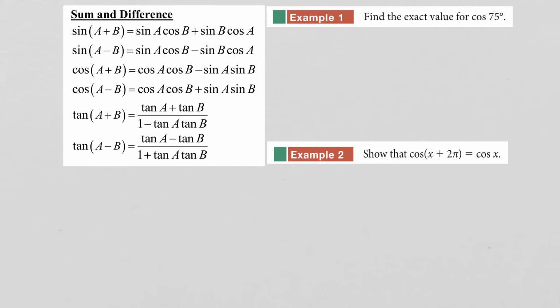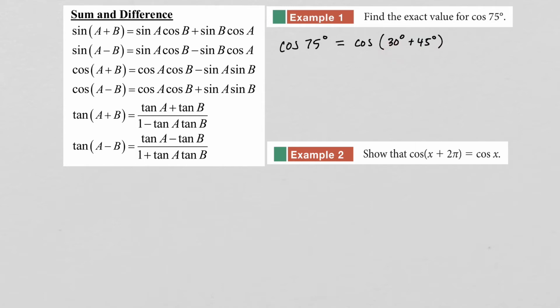So for the first example, they want us to find the exact value for the cosine of 75 degrees. And let's keep in mind that 75 degrees is not a special angle. So normally what you would do here when finding the cosine of 75 degrees is you would just plug this into your calculator. However, we can now find the exact value by simply thinking of 75 degrees as being 30 degrees plus 45 degrees. So what I'm doing is I'm expressing 75 degrees as the sum of two special angles.